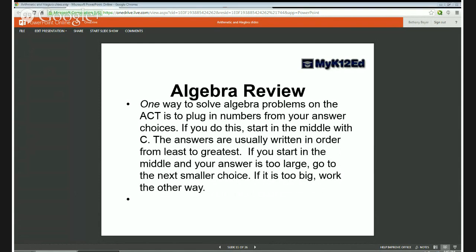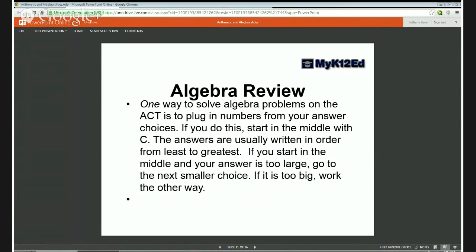If you do this, you want to start in the middle with C, because the answers for the math are usually written in order from least to greatest. So if you start in the middle and your answer is too large, you know you can go to the next smaller choice. If it's too big, you can work the other way. So when you do plug in numbers, it's just a good idea to start in the middle, and that'll tell you what direction to go in.